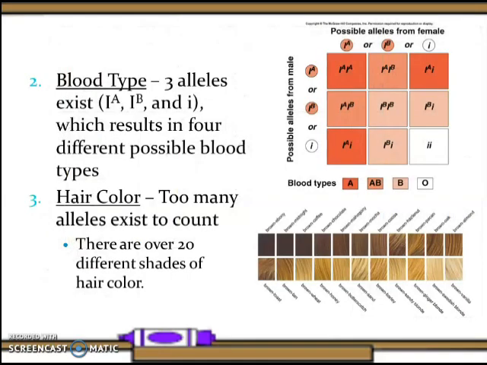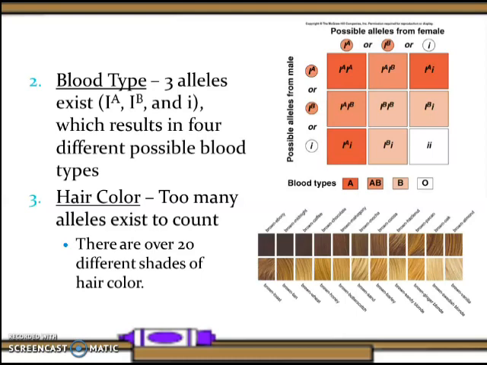Number 2 is blood type. The human ABO blood type is a good example of multiple alleles. Take note that there may be multiple alleles within the population, but an individual can have only two of those alleles. Why? Because an individual can have only two biological parents. We inherit half of our genes or alleles from the mother and the other half from the father. So we end up with two alleles for every trait in our phenotype.